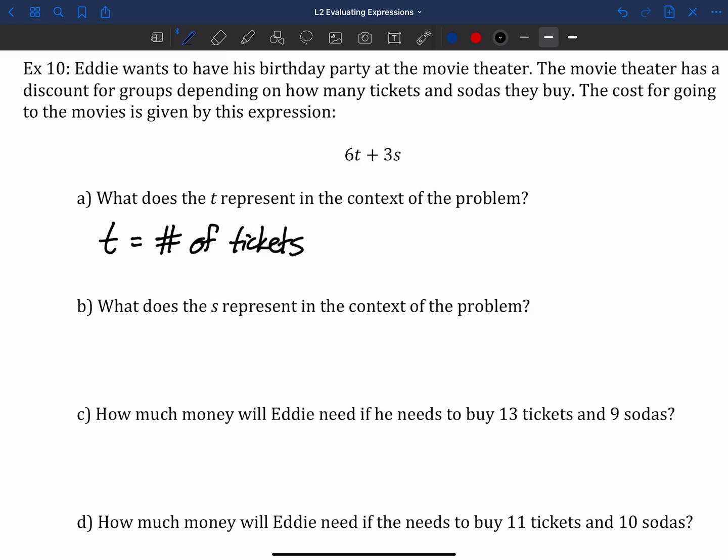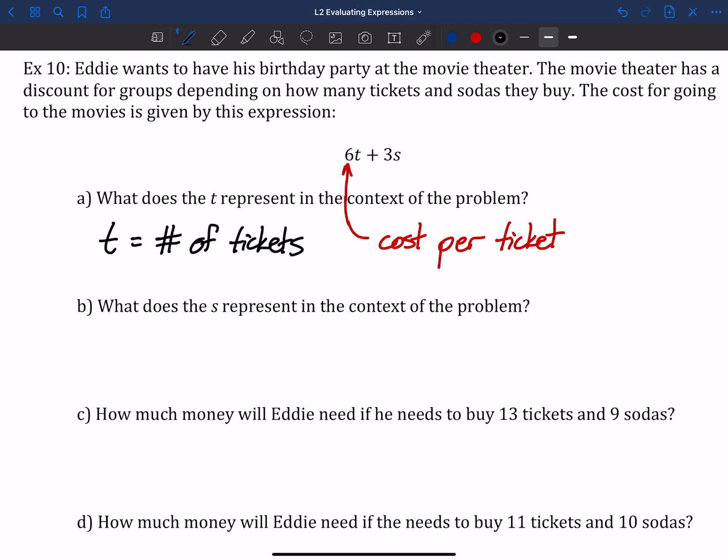So you might be noticing a little bit of a pattern. The variable is talking about the number of something. Meanwhile, the coefficient, that 6, just to talk about that for a second, is the cost per ticket. So T is the number of tickets you're buying, and 6 is how much they each cost. So if I bought 2 tickets, 6 times 2 is $12. 2 tickets should cost me $12. If I bought 10 tickets, 6 times 10 is 60.